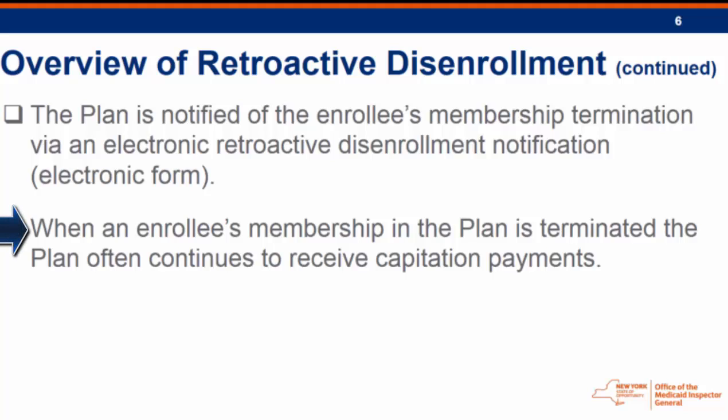When an enrollee's membership in the plan is terminated, the plan often continues to receive capitation payments. Please note that the local district is responsible for notifying the plans of all retroactive disenrollments. Notifying OMIG will not result in the plan being notified. The district must securely transmit the notifications to the plans and OMIG.